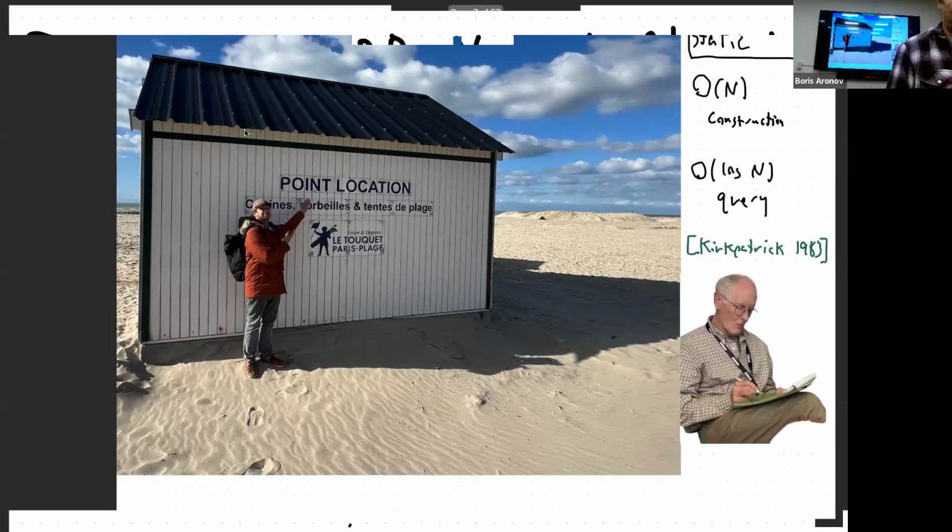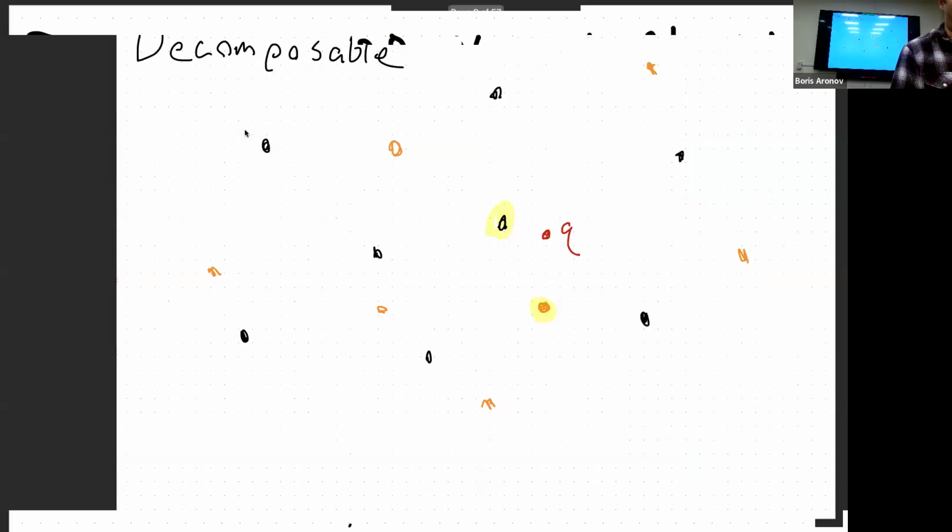So point location. The most elegant solution is due to Kirkpatrick in '83, which shows linear construction and log n query. This built upon things like the planar separator theorem, which was the original solution to this by Lipton-Tarjan earlier. Anyway, that's all known and old.